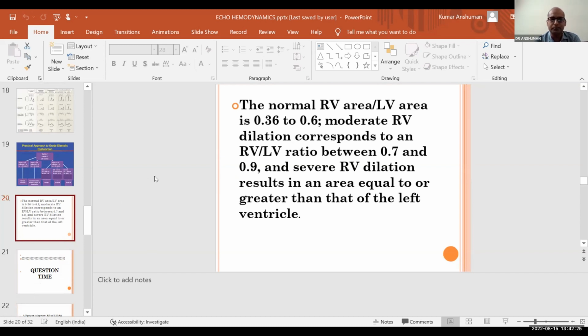Now again, going for the RV and LV ratio, to summarize in hemodynamics, many a times they ask if the RV is dilated or not. Just to summarize, the normal RV area to LV area ratio is 0.36 to 0.6, moderate RV dilatation corresponds to an RV-LV ratio between 0.7 and 0.9, and severe RV dilatation results in an area equal to or greater than that of the left ventricle.